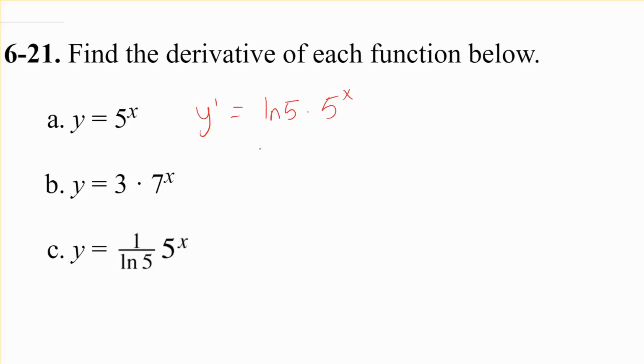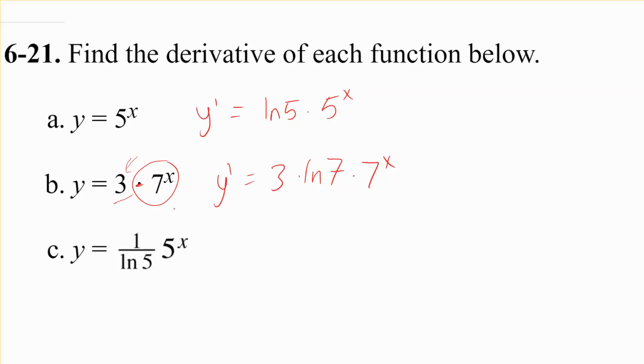And then b. Now, yesterday I saw some kids trying to use a product rule here. It does say times, but this isn't. This is a constant function, and the derivative of a constant function is 0. So it's really just a multiplier. So y prime equals 3, and then we can just picture the derivative of 7 to the x. Natural log 7 times 7 to the x.